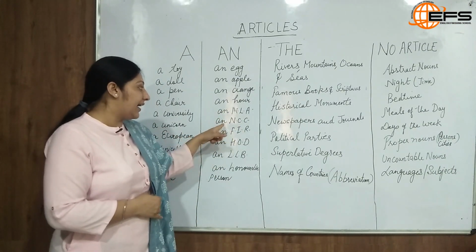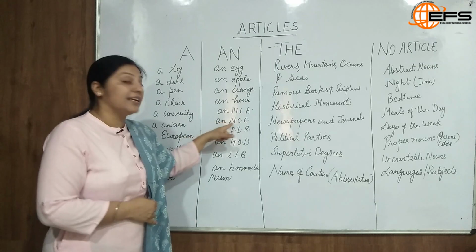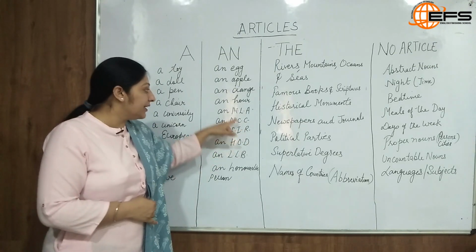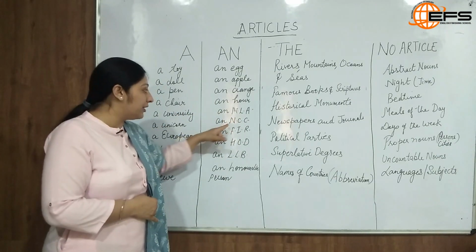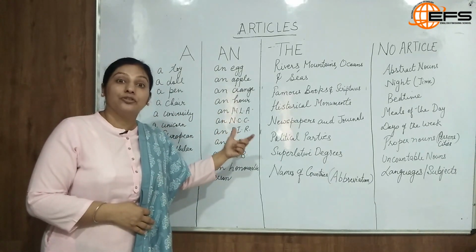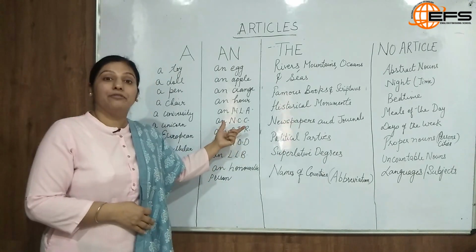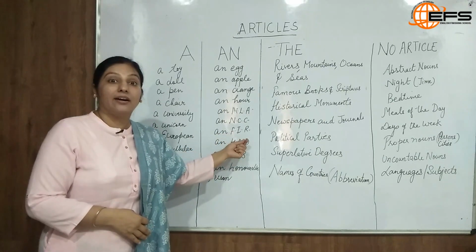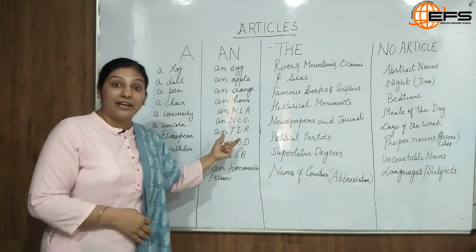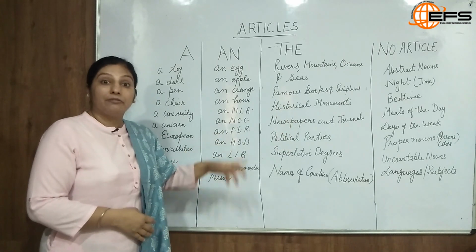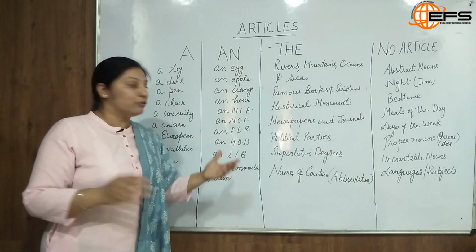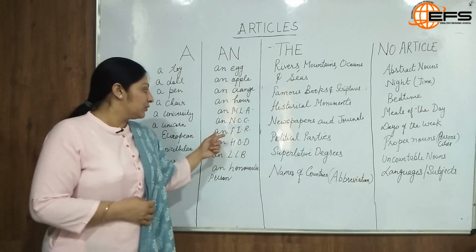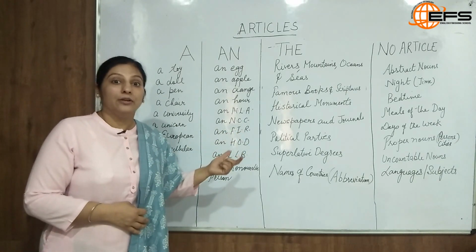Then NCC, again when I say NCC, he is an NCC, the sound is of a vowel, so we'll use an. The moment I expand this acronym, he is a National Cadet Corps cadet. So here again we'll use the article a. Then FIR, here the sound is eff, so again I'll use an FIR, but once I expand it, it would be a First Information Report. So it will carry a when the sound will be of a consonant.